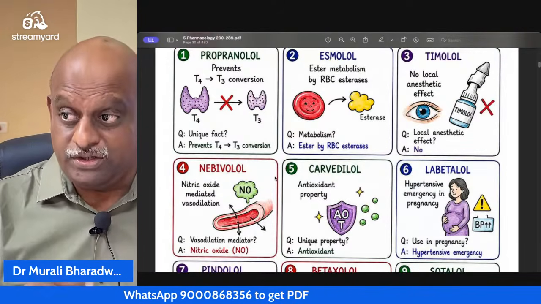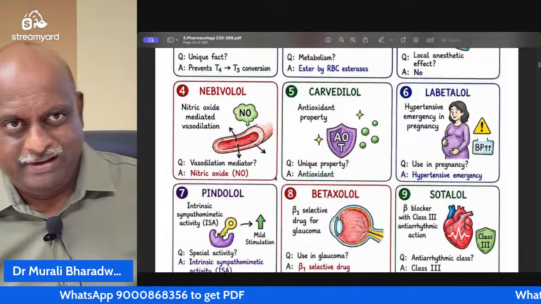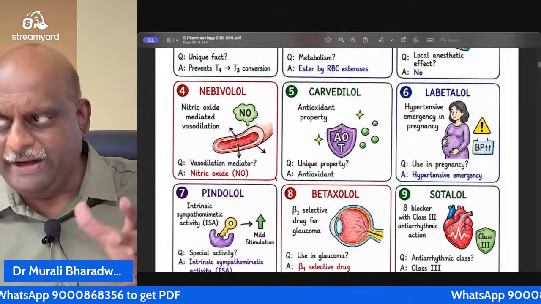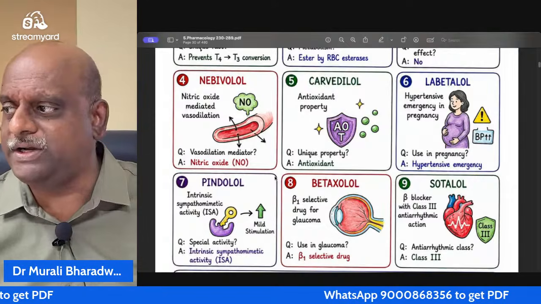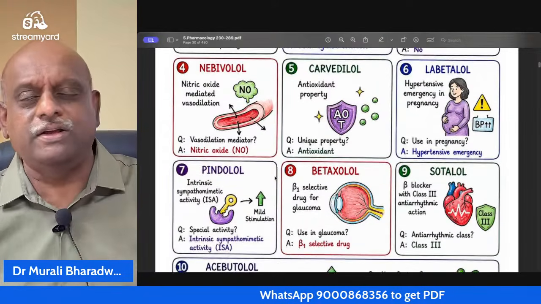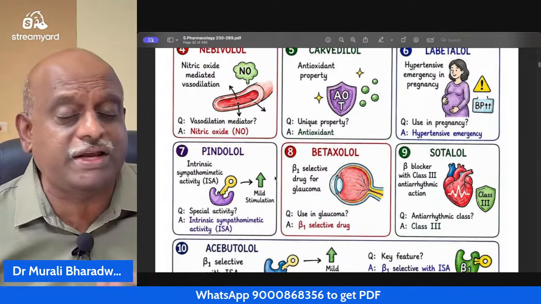Nebivolol is the one which has got a nitric oxide releasing effect that lead to vasodilatation. Carvedilol is the beta blocker with antioxidant action. Labetalol is the one used in the hypertensive emergency in pregnancy.